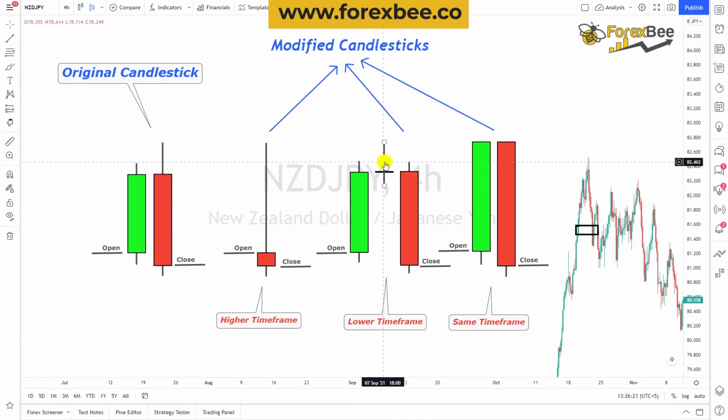And the evening doji star at 10-minute and the bearish engulfing candle at 30-minute represent the similar thing, that the sellers are in control of the market and the price has more chances of moving in the bearish direction.